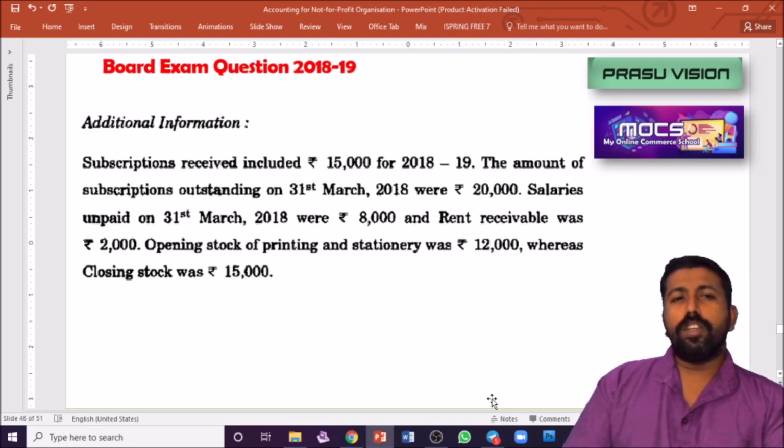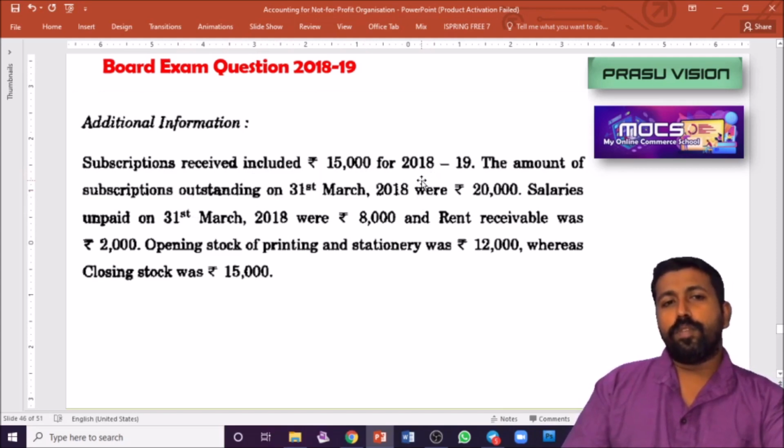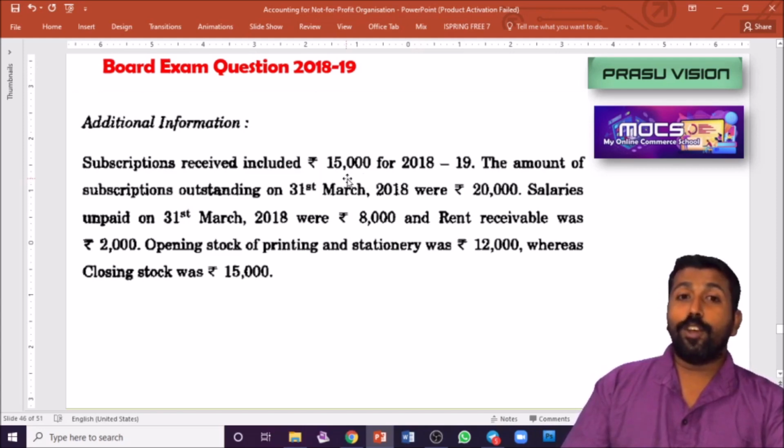And also some additional information is there. Subscription received includes 15,000 for 2018-19. What we have to do, please remember: the amount of subscription outstanding on 31st March 2018 was 20,000, outstanding at the end of the year.